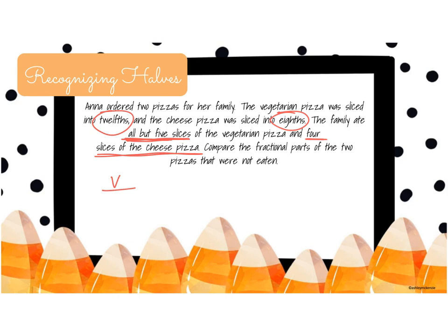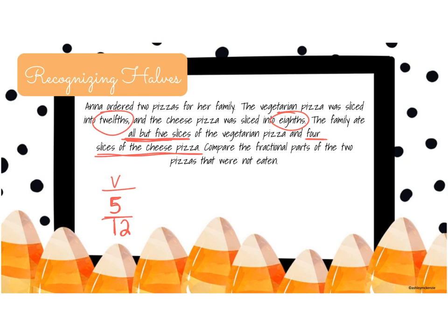The vegetarian. I vote 12. It says that the vegetarian pizza was sliced into 12ths. So my denominator for the vegetarian pizza should be 12. Okay, how many pieces of vegetarian pizza were left? 5. Okay, so here's my fraction for the vegetarian pizza.